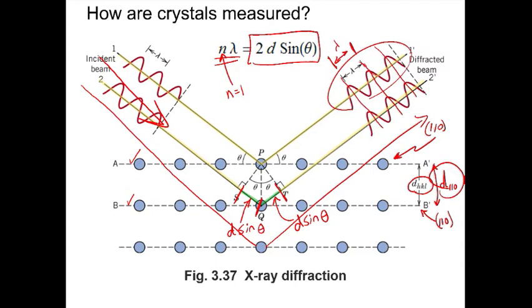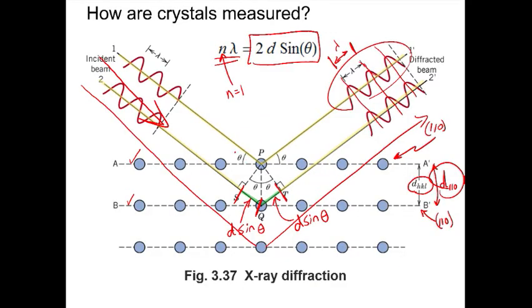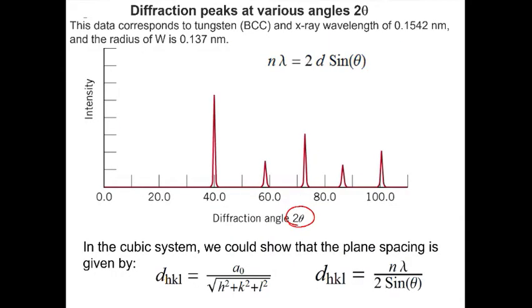Let's take a look at what a pattern might look like if we were to scan the diffraction angle theta. On these diagrams, just notice that the diffraction angle is defined as 2 theta. The incident angle you can see here is theta, but the way this is defined, the diffraction angle is actually 2 theta. So we just need to be careful of that.